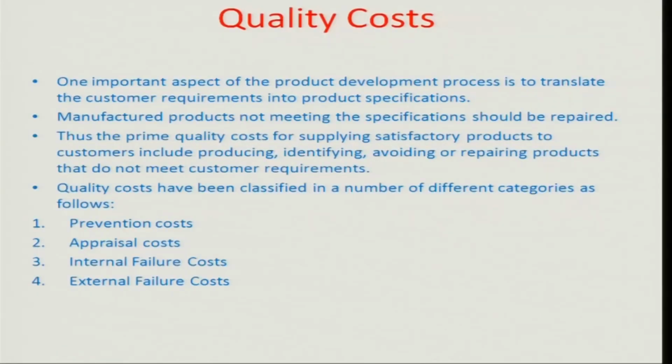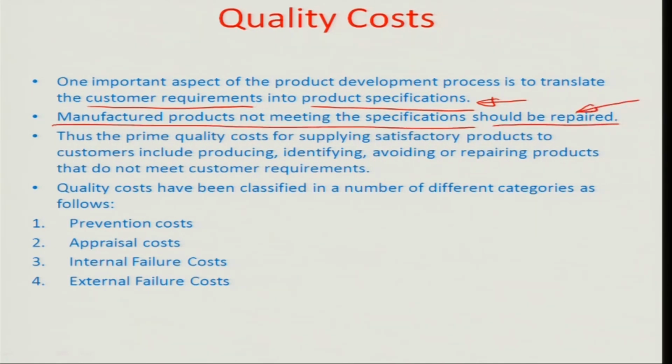So as we already know, one important aspect of product development is really to translate the need of the customer into the product specifications. Okay, so the customer requirements, you can say, into the product specifications. So the manufactured products which do not meet the specifications have to be necessarily repaired before giving to the customer, so that they can start meeting the needs and the aspirations of the customer itself.